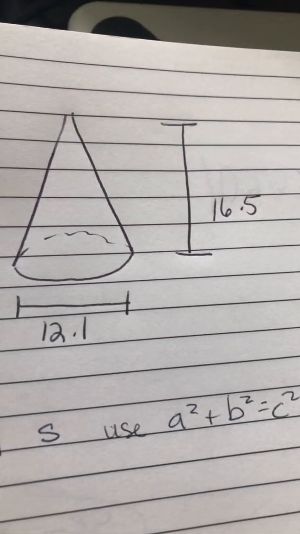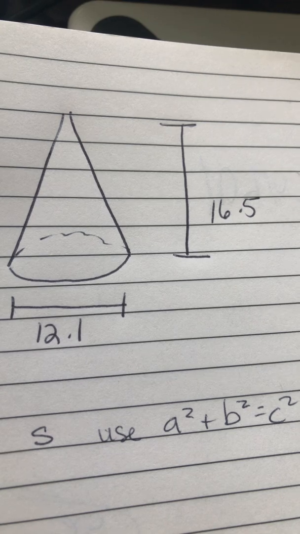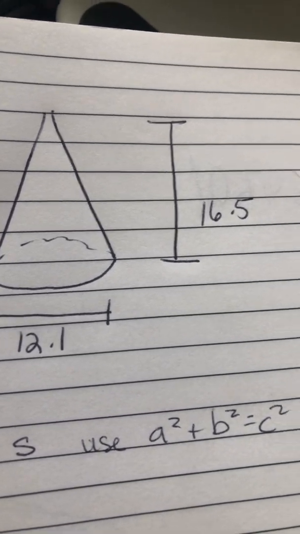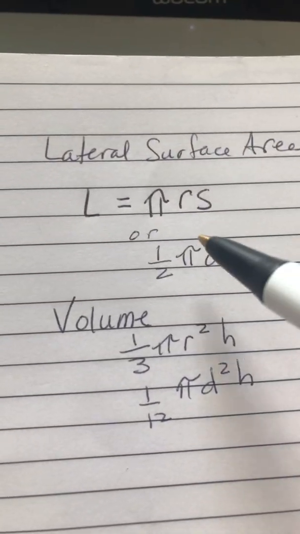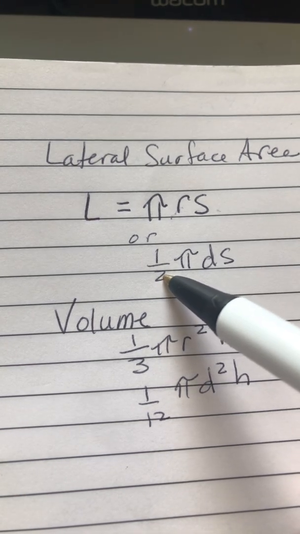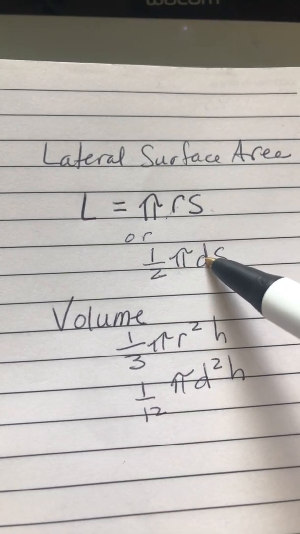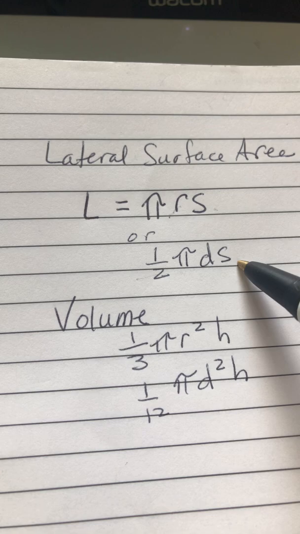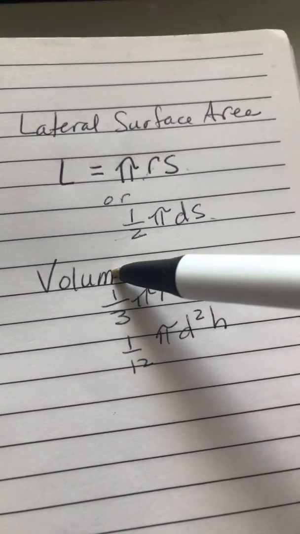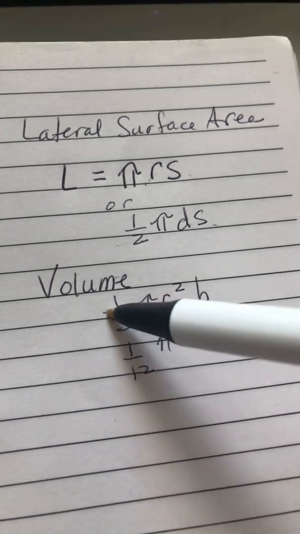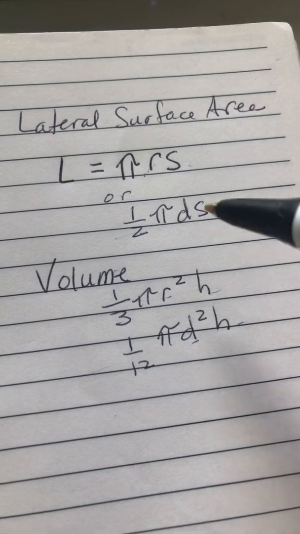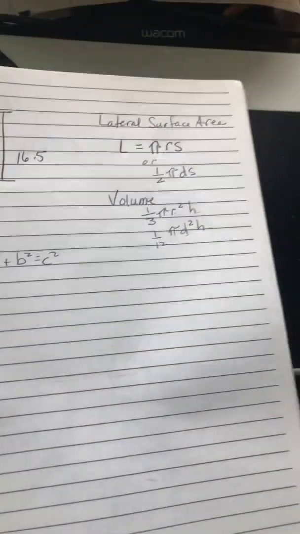Okay, so we need to find the lateral surface area and the volume of this shape. For the lateral surface area, if you know the radius of the shape, you can use this version. Or if you know the diameter of the shape, then you could use this one. Either one's fine. And then volume, if you know the radius, you use this version. If you know the diameter, you use this version. So either one of those is fine.